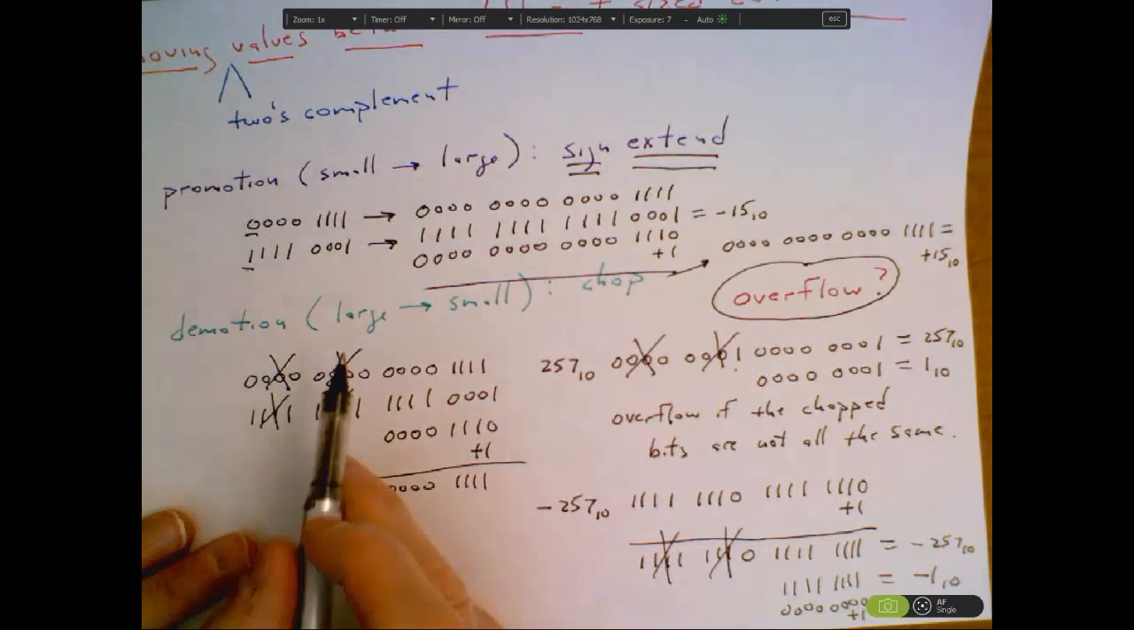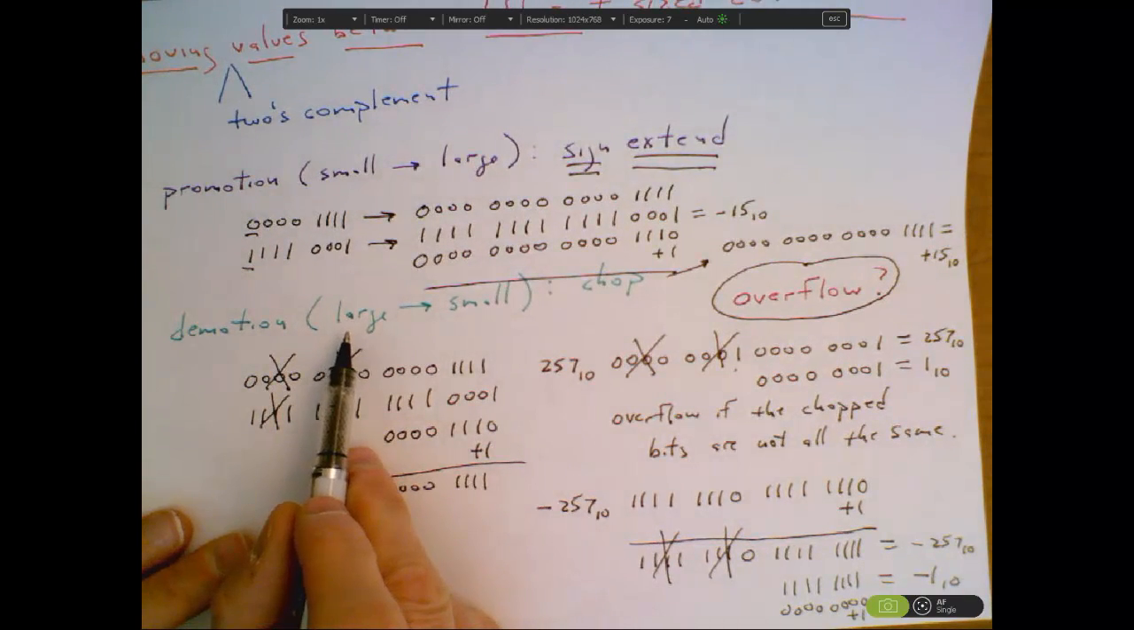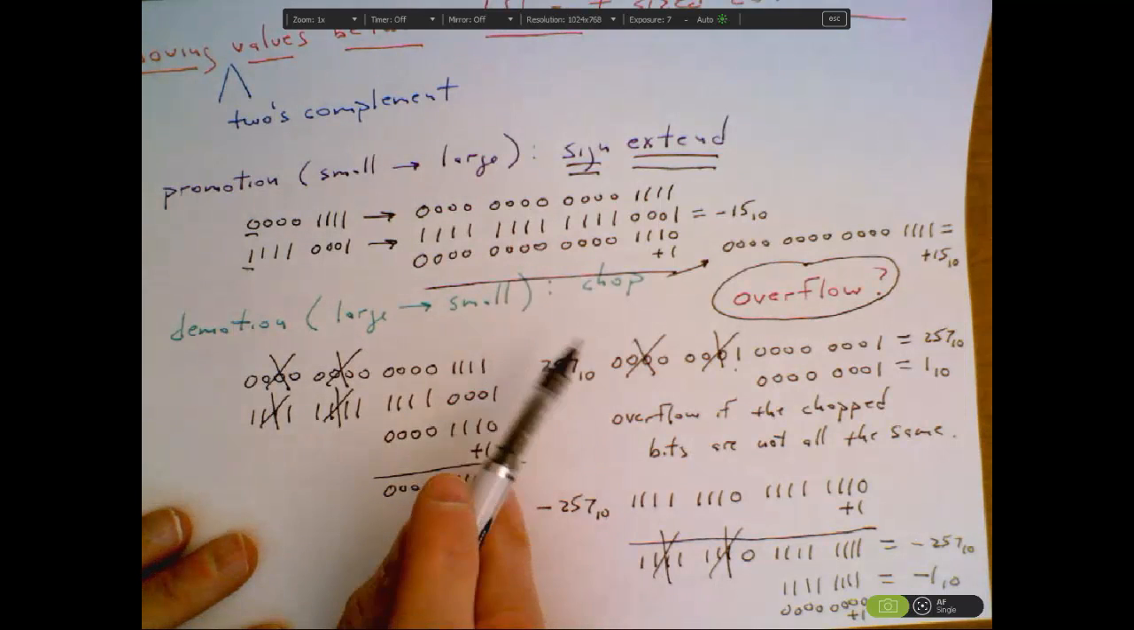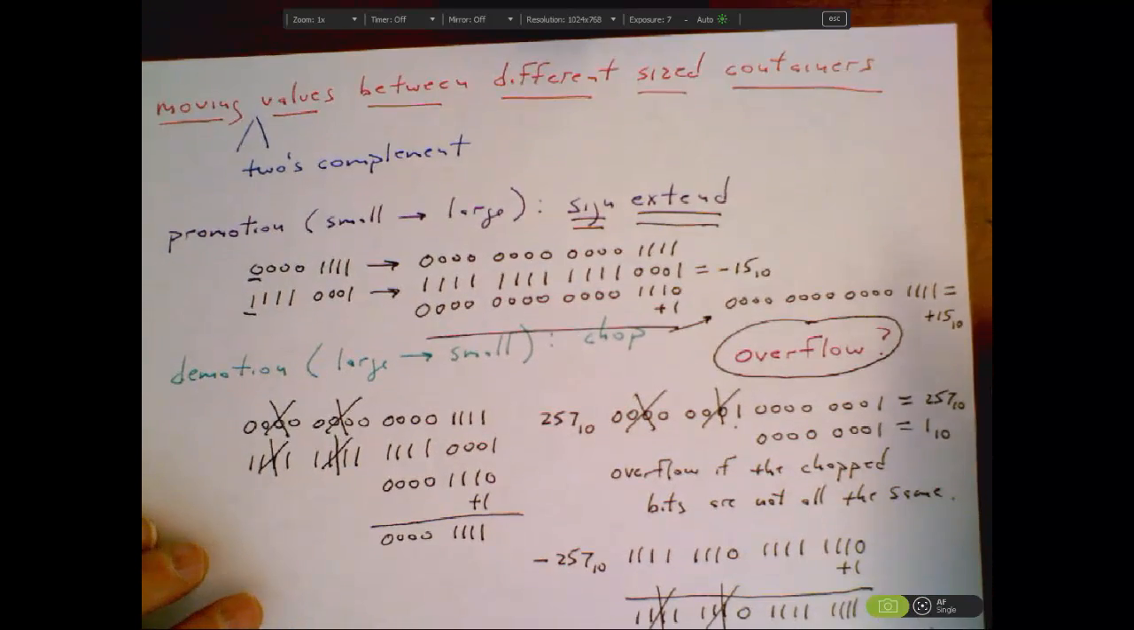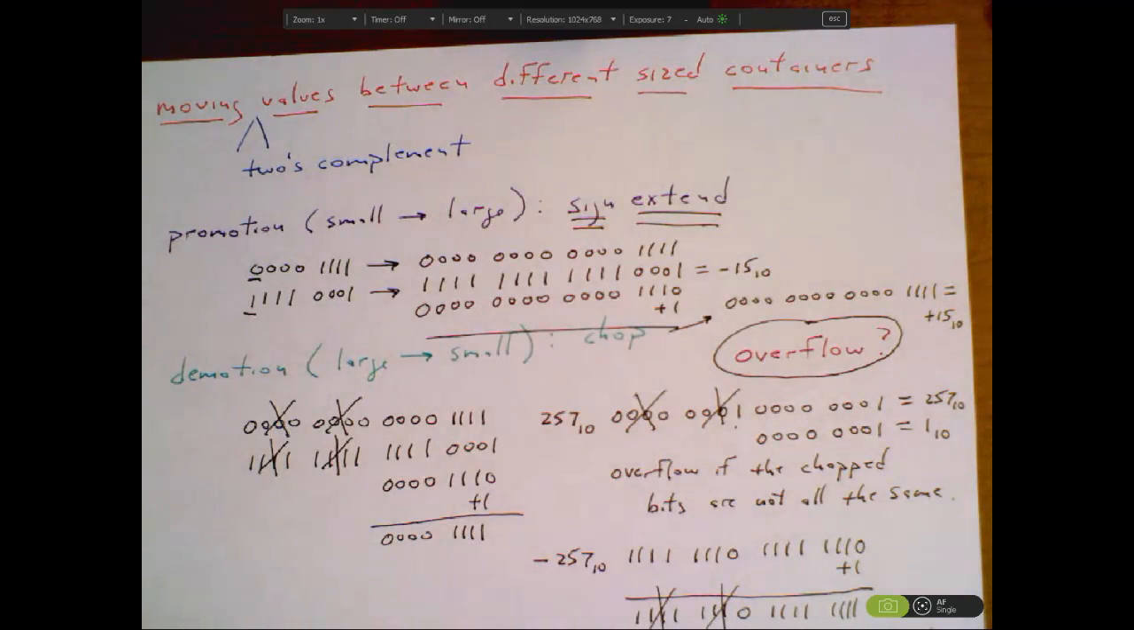When I'm moving a value from a large container to a small container, I'm chopping the upper bits, and if those bits are not all the same, I've got overflow. We're talking about fixed size containers inside computers, so there's going to be values too big to fit in there. And that's going to be something we have to keep our eye on throughout the semester as we do manipulations.